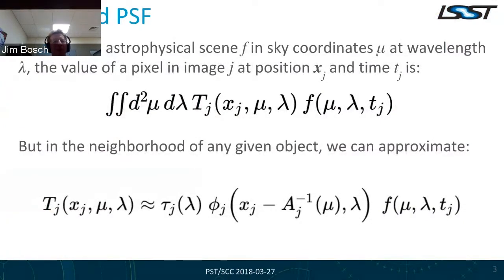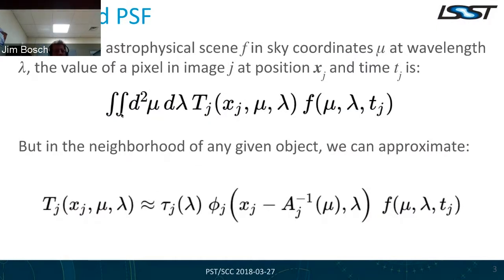So I'm going to start off by saying what we mean by WCS and PSF at a low level, so we're all on the same page. So we have a true astrophysical scene, some true set of galaxies and stars, in which stars are points, delta functions in sky coordinates mu, at wavelength lambda. The value of a pixel in some image j at position x, and time for the whole image is given by this integral. We have some transfer function T that we integrate over with the true scene, and we integrate over both position and pixel coordinates, and the position of the true object and the wavelength.